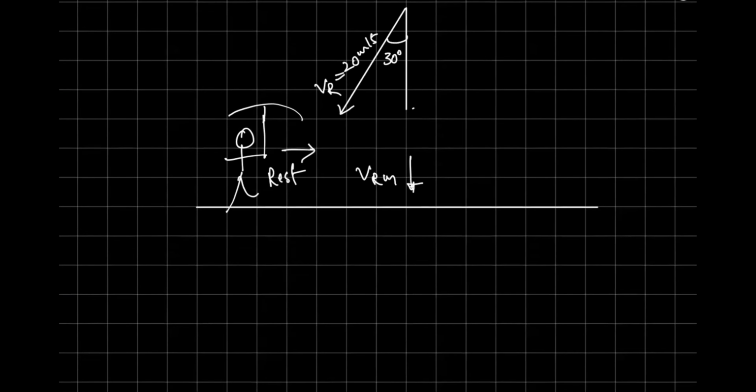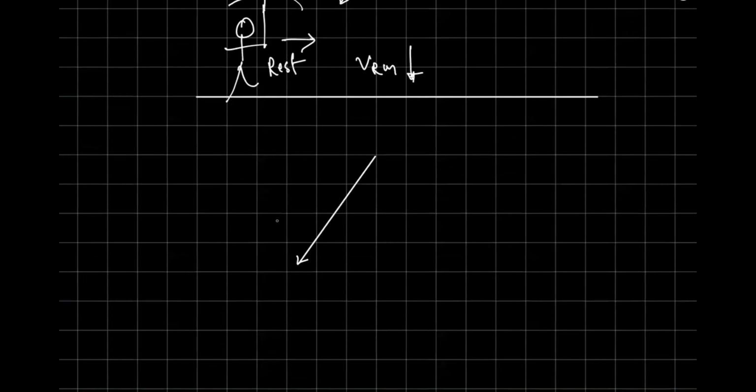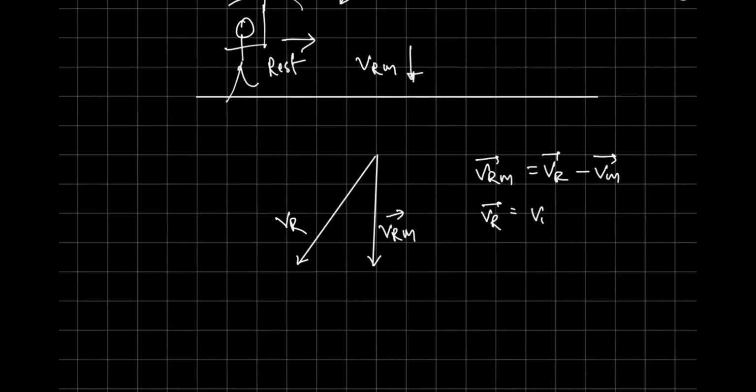So what do we do? We make the diagram again. This is our velocity of rain. We want our velocity of rain with respect to man to be this one, and we can say the velocity of rain with respect to man is nothing but the velocity of rain minus the velocity of man. So from here we can say the velocity of rain is equal to the velocity of rain with respect to man plus the velocity of man.